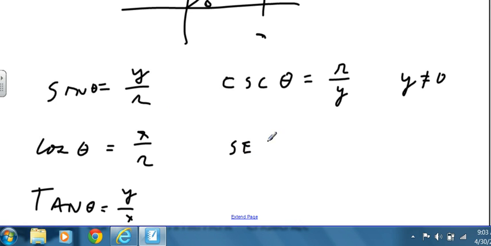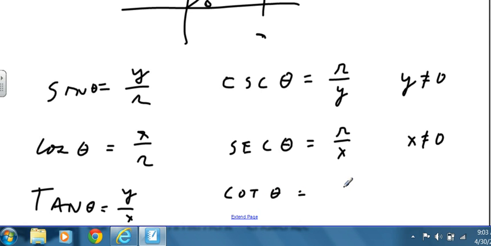The secant is 1 over the cosine, so I'd have r over x. And then I'd say, well, I can't let x be 0, because that's not good. I can't divide by 0. And then the cotangent, x over y. Y can't be 0. And I'd come back to this guy and say x can't be 0 when I had the x on the bottom either.